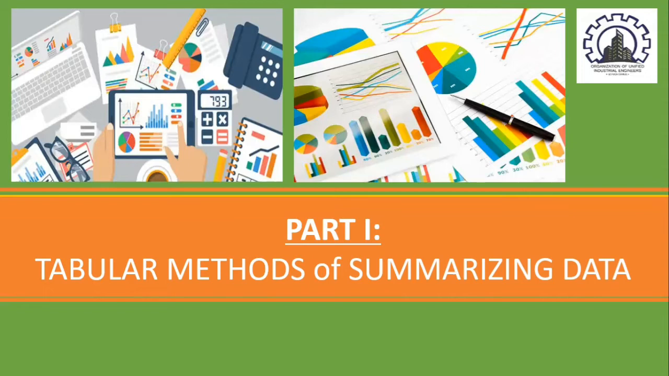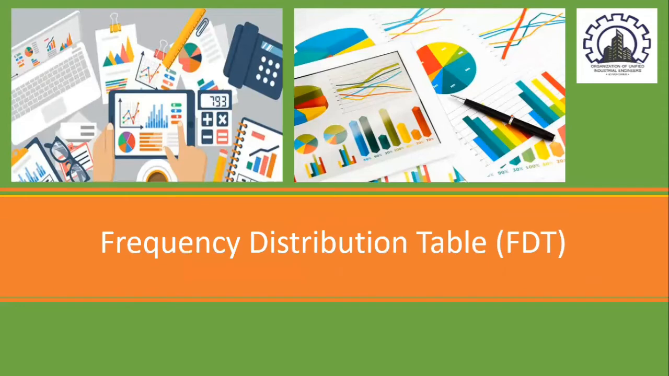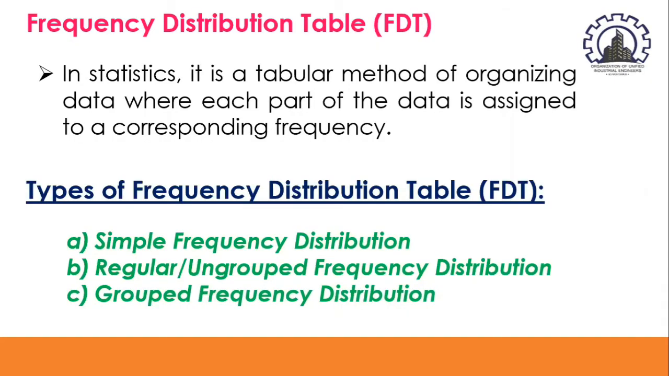Our first key subtopic is the frequency distribution table. So what is meant by frequency distribution table? In statistics, it is a tabular method of organizing data where each part of the data is assigned to a corresponding frequency.